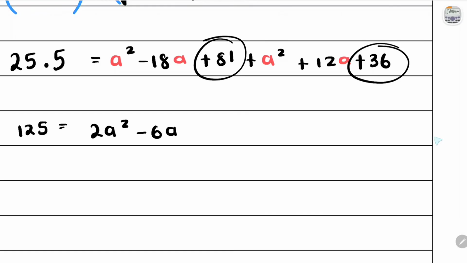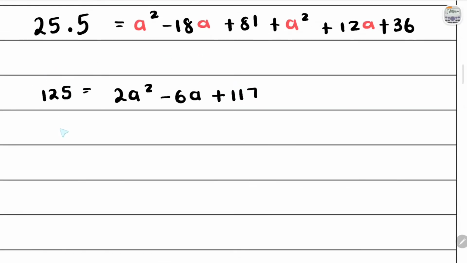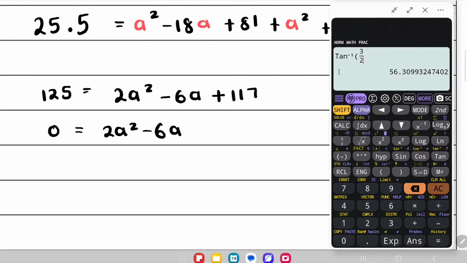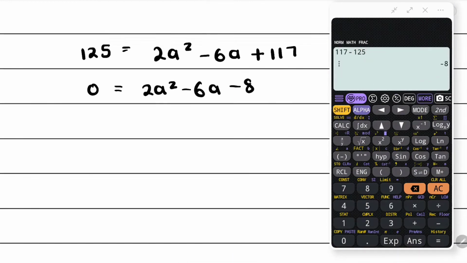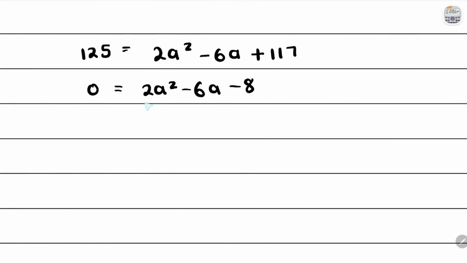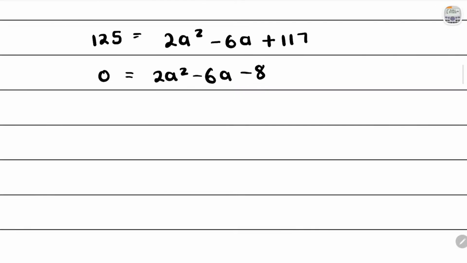So that's 81 plus 36, which 8 plus 3 is 11. So it's already 110, and then 7. So 117. Okay, so that is positive 117. And then we're going to transpose that 125. So we have 2a squared minus 6a. And what's 117 minus 125? That's negative 8. Okay, so notice how all of these terms have a common factor of 2.